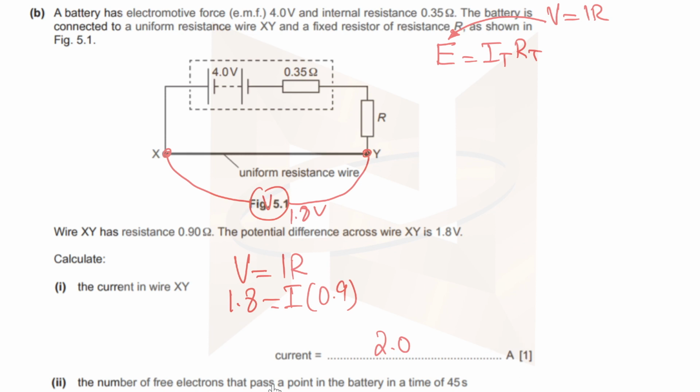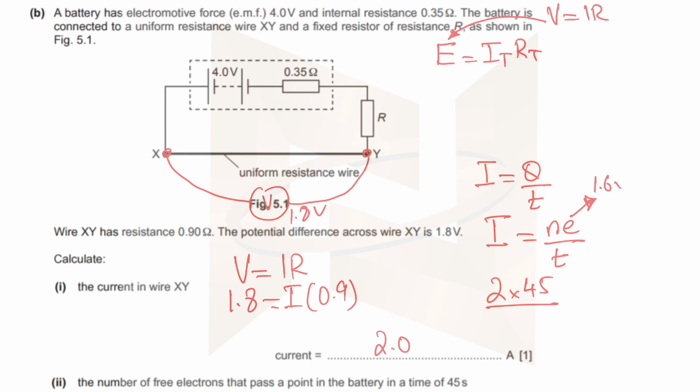Next, the number of free electrons that pass in the battery in a time of 45 seconds. You have the current. You know current is rate of flow of charge, isn't it? And that means current is equal to N into E over T. Now the current is 2, the time is 45, and the value of E is given to you in the data booklet, this is 1.6 into 10 raised to the power minus 19. So divided by that, and you get the number of free electrons. The number of free electrons turn out to be 5.6 into 10 raised to the power 20.